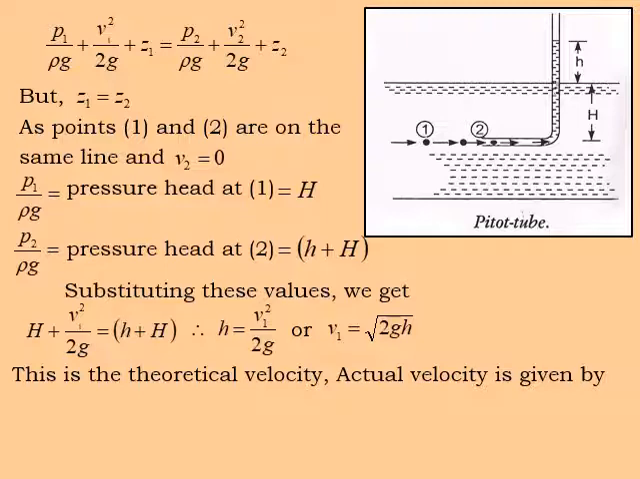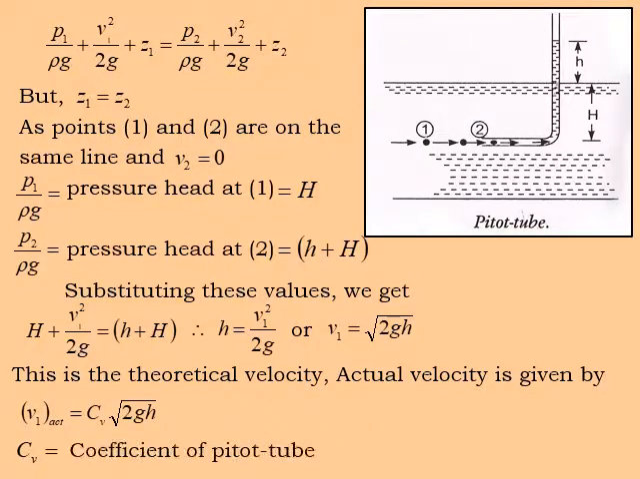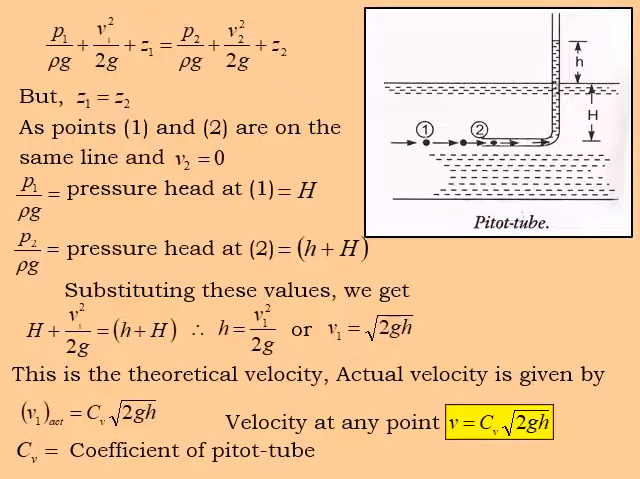If you want to find the actual velocity, it is given by the expression V1 actual is equal to Cv into square root of 2gh. Here Cv is the coefficient of the pitot tube. Now the velocity at any point is given by V equals Cv square root of 2gh. So that is the expression to find the actual velocity through this pitot tube.